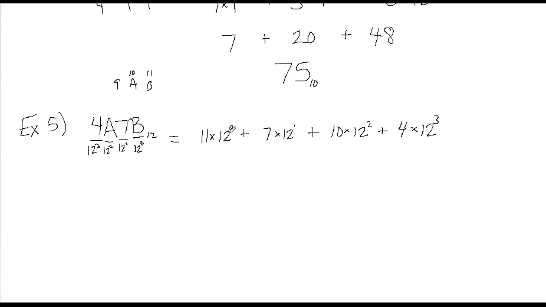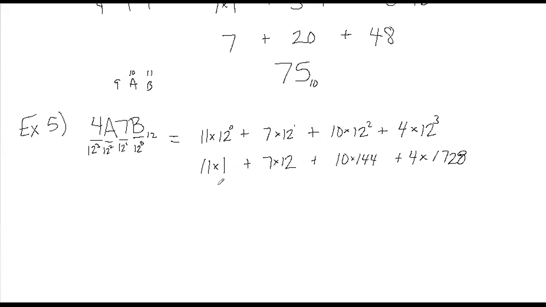Now I'm just going to do my exponents. So 11 times 1, 7 times 12, 10 times 144, and 4 times 1728. Now, did you have that memorized? No. But I was prepared enough to write the answers on my notes. So there you go.